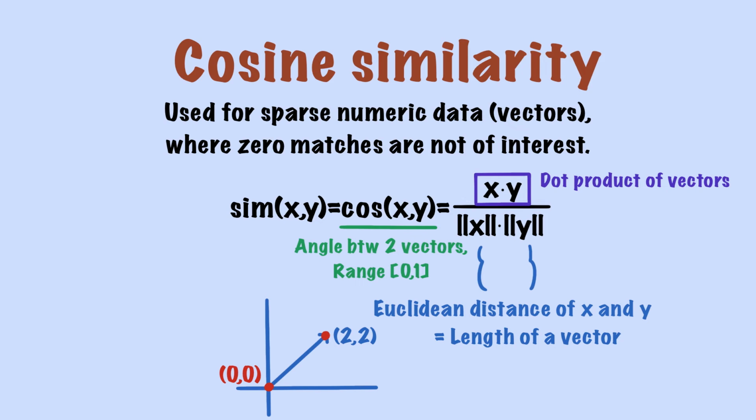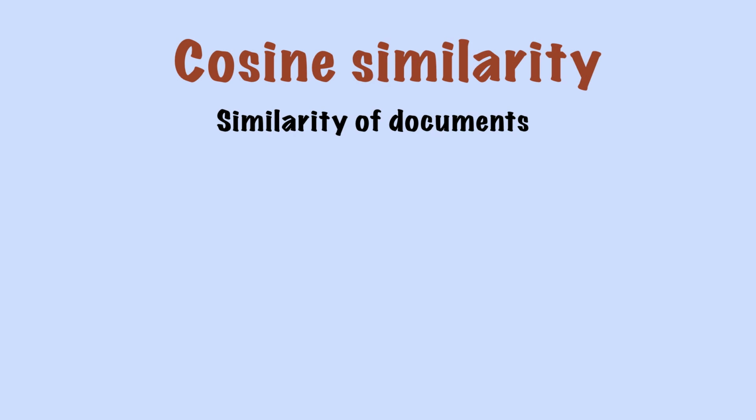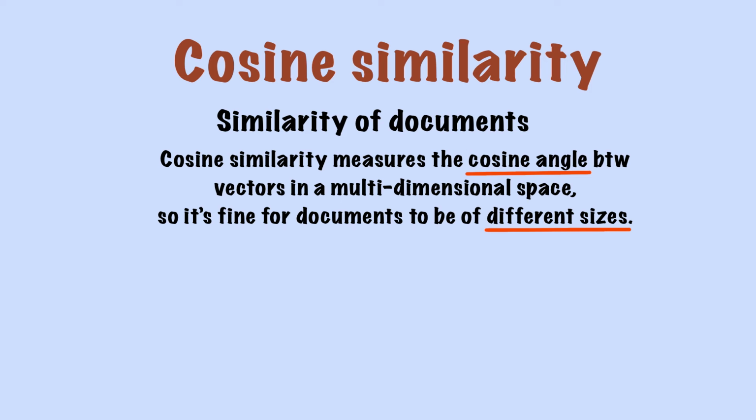Another thing I want to mention is that the denominator here is kind of like the normalization process. We divided the dot product by the length of two vectors, so it's fine for vectors to be of different sizes. After all, we are going to divide the dot product by the vector sizes and remove the effect of them. As we said before, cosine similarity is often used to measure similarity between documents. And again, it's perfectly fine for documents to be of different sizes.